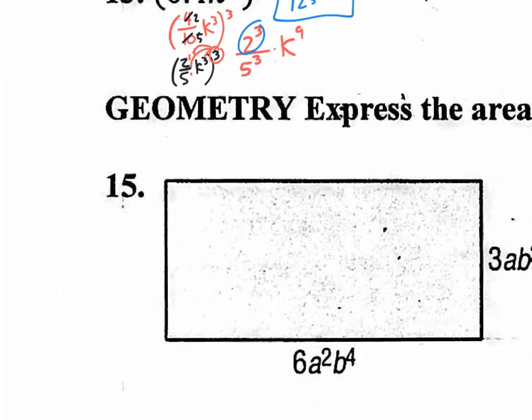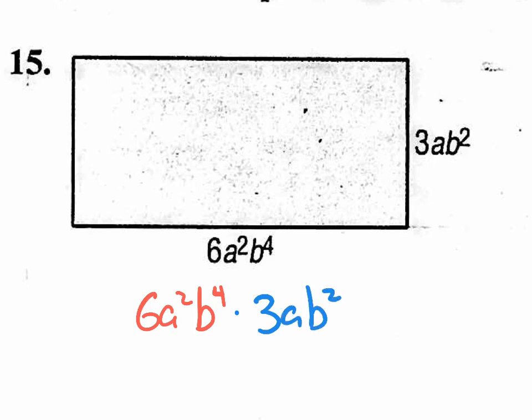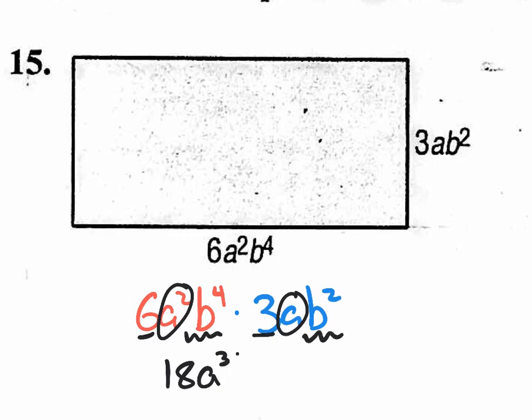And last but not least, number 15, the area is length times width or base times height, whatever you want to call it. Either way, you know you're going to have to multiply 6a squared b to the 4th. You need to multiply that by 3ab to the 2nd. So you're going to have to rearrange things. 6 times 3, that's 18. A times a, this a squared times that a to the 1, that's a to the 3rd. And then b to the 4th times b to the 2nd, that is b to the 6th. You add those exponents. And that's your final answer for that problem.